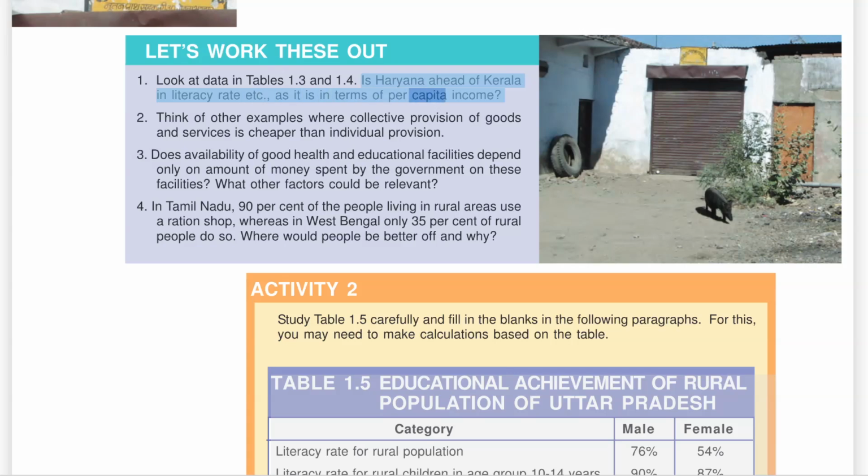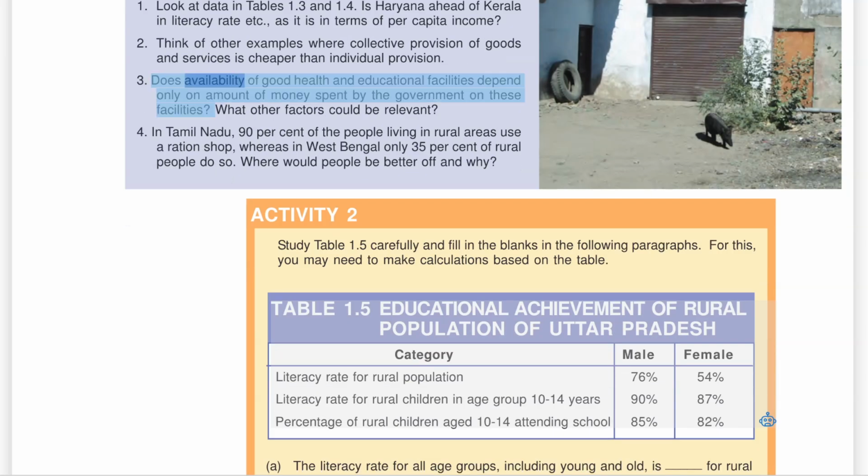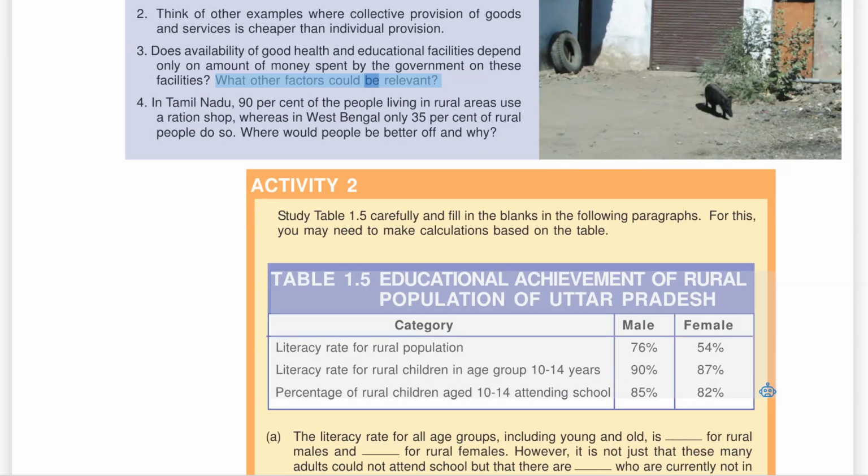as it is in terms of per capita income? 2. Think of other examples where collective provision of goods and services is cheaper than individual provision. 3. Does availability of good health and educational facilities depend only on the amount of money spent by the government on these facilities? What other factors could be relevant?